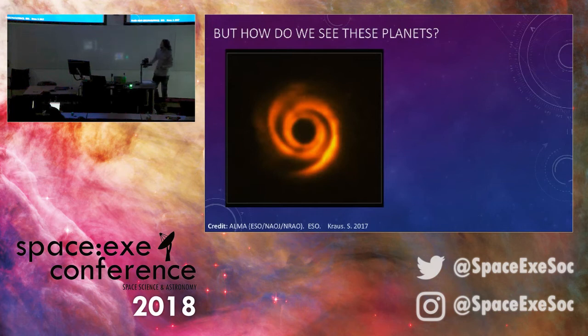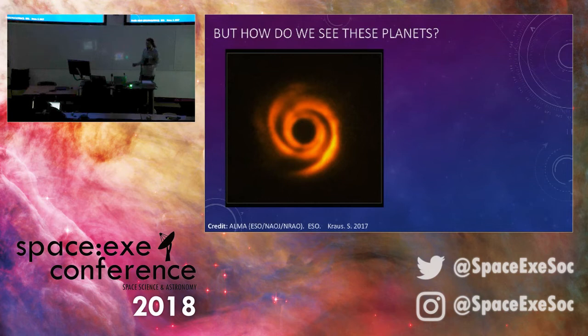This is a real image of a real disk, and you can see these beautiful spiral arms, a dual spiral arm system, which looks kind of similar to what we just saw. So what is causing these spiral arms? Well, we like to think it's a planet. There are some other theories, such as instabilities and turbulence, that can cause these sorts of things, but the preferred theory is things like this.